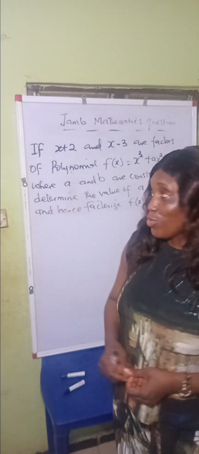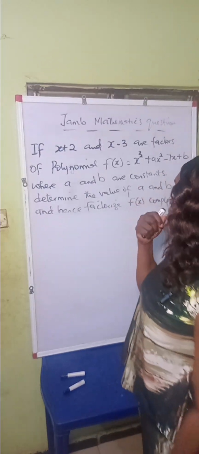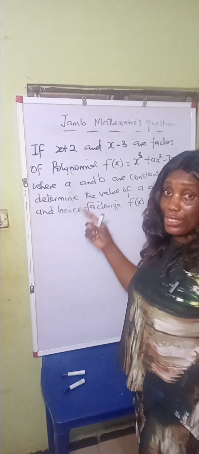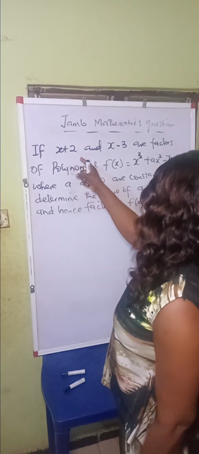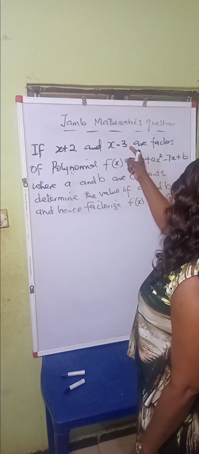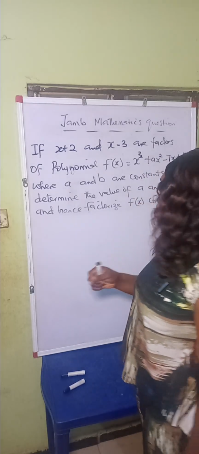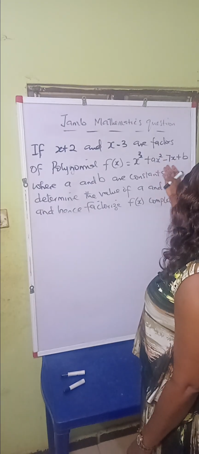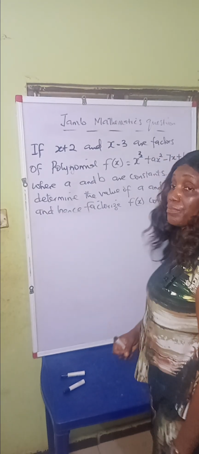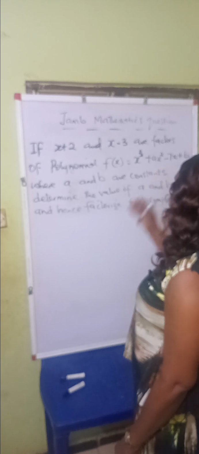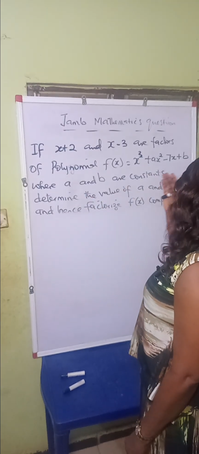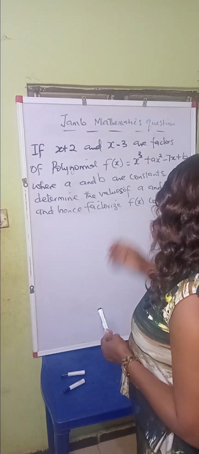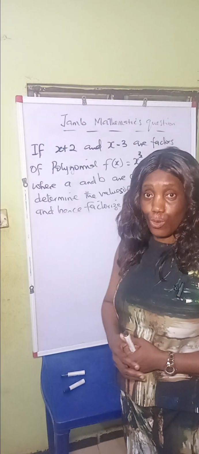So in today's video, we are going to solve some of the JAMB questions, okay? And it's taken from polynomial. If x plus 2 and x minus 3 are factors of the polynomial f of x equals x cubed plus ax squared minus 7x plus b, where a and b are constants, determine the values of a and b, and hence factorize f of x completely.